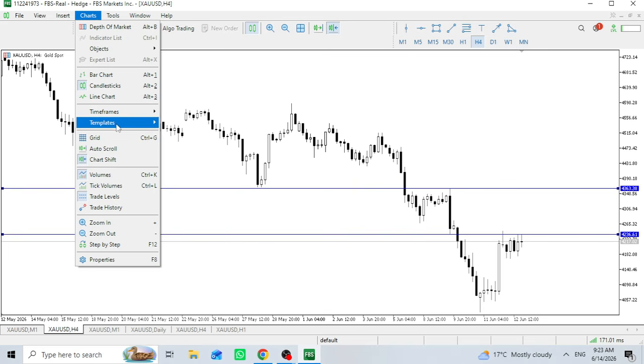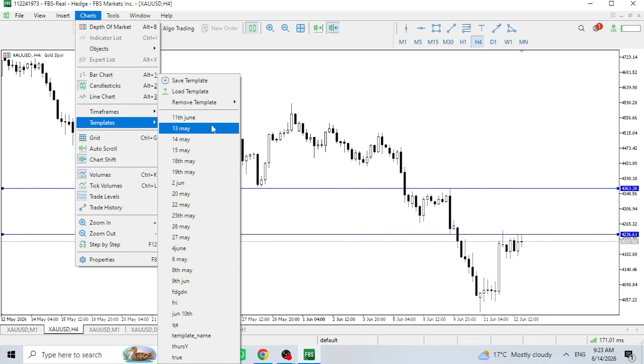Then you go to Templates. Do you see how I have saved my trading days? This is my trading analysis since when? May 8th. May 8th. I've been recording my analysis. After you analyze, you save it, just in case your laptop goes off, or whatever you're using goes off, your analysis is still saved.